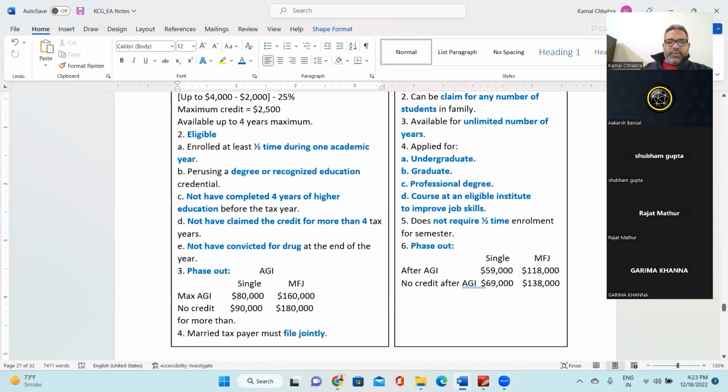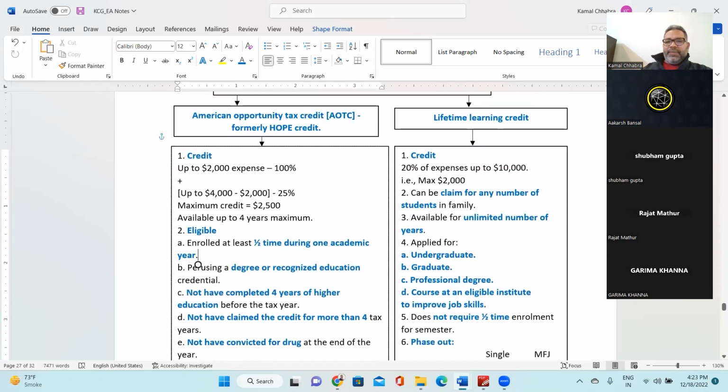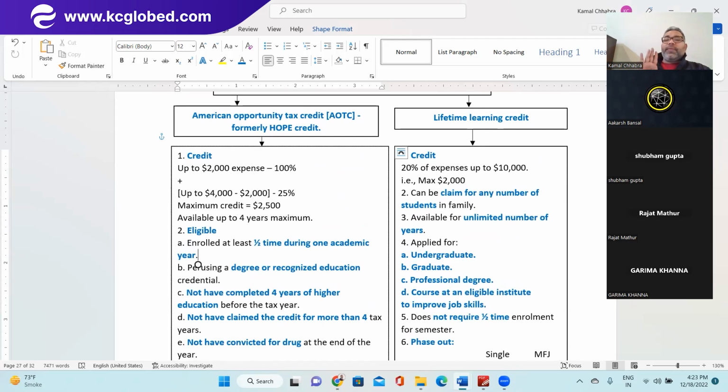So now, shall we jump on to the second part, lifetime learning credits? We are done with American Opportunity Tax Credit. This is allowed only for 4 years, right? The American Opportunity Tax Credit is allowed for how many years? 4 years, and only for higher education, right?